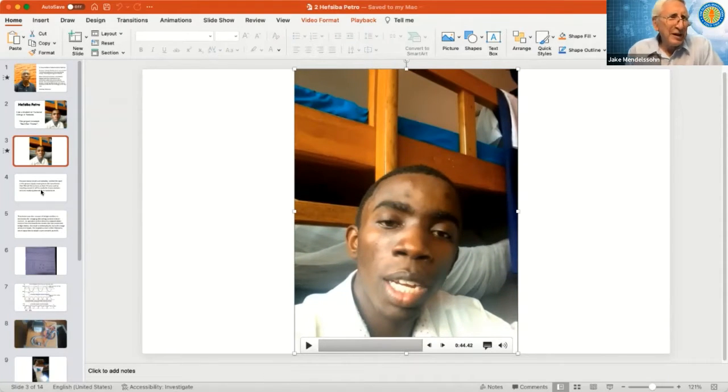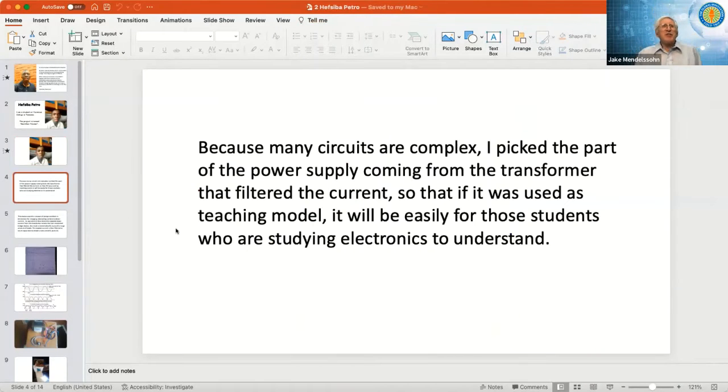Okay, he's going to go on. So let me just mention, he's mentioning a lot of electronic components. These are all solid state, state-of-the-art components. He's really at the cutting edge of what is going on, and he is building a device to help students learn, to train them. Because many circuits are complex, I picked the part of the power supply coming from the transformer that filters the current so that if it is used as a teaching model, it will be easy for the students who are studying electronics to understand.